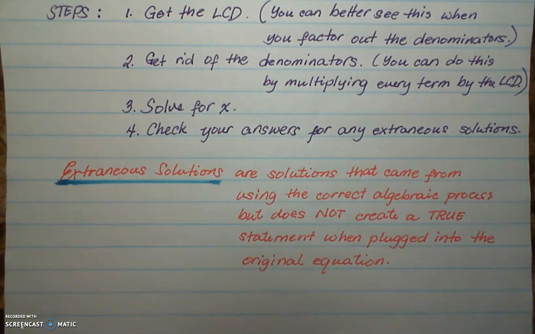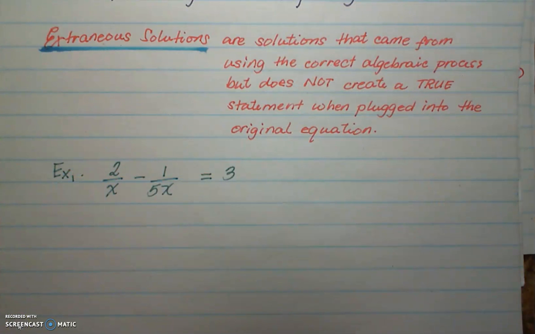What are extraneous solutions? Extraneous solutions are solutions that came from using the correct algebraic process but do not create a true statement when you plug them into the original equation. Okay, let's have some examples.